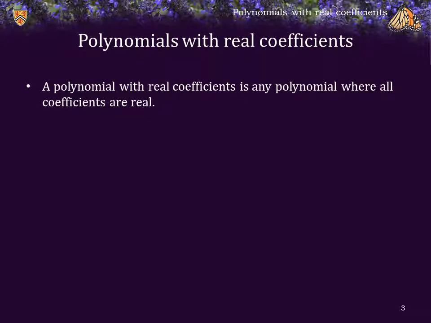Now, a polynomial with real coefficients is any polynomial where all the coefficients are real. Easy enough. For example, here we see such a polynomial. So even though the variable z could take on a complex value, all of the coefficients are real.